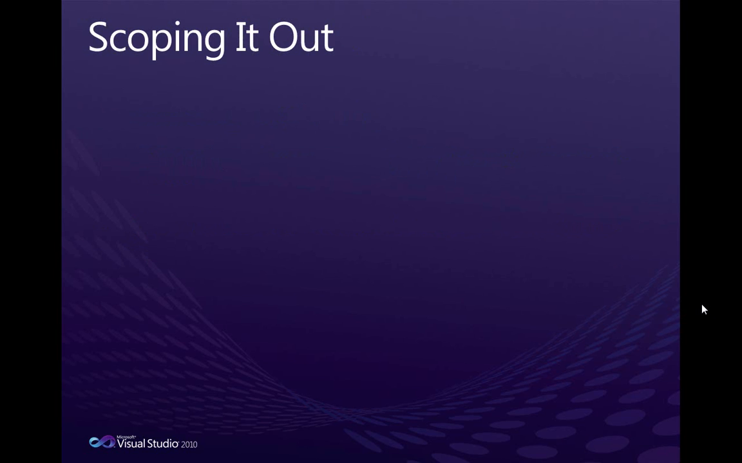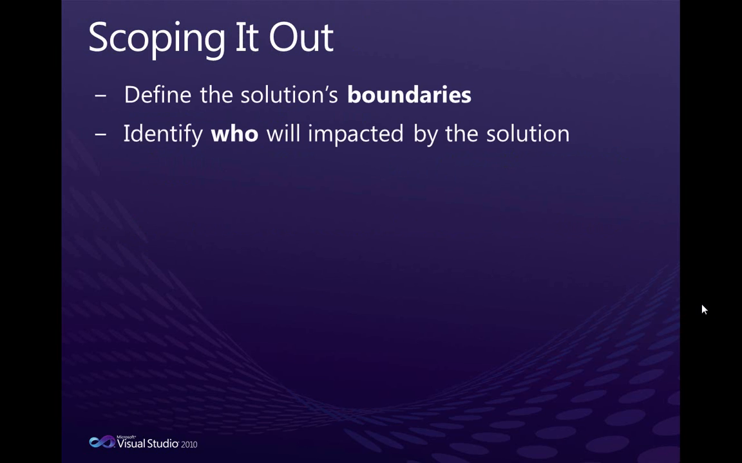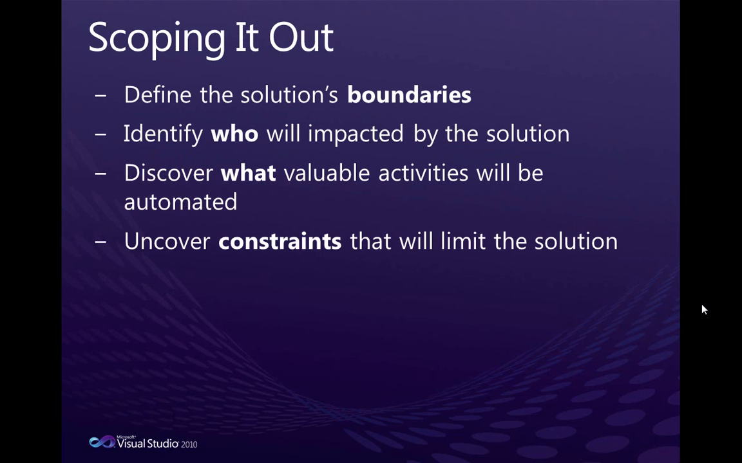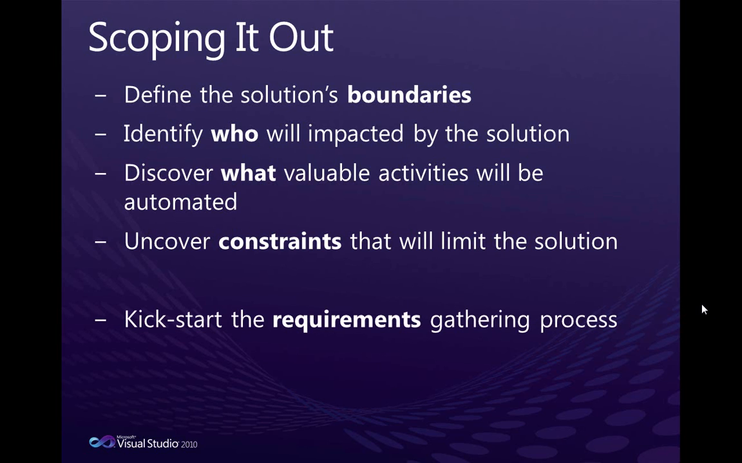So what I thought we'd do is brainstorm this project by scoping out the solution we'll be building. We'll define the solution's boundaries, that is, what lies inside and outside the system. We'll identify who will be impacted by the solution. We'll discover what valuable activities we need to automate. And we'll uncover constraints that might limit the solution we'll be able to build. And a final goal is we'll kickstart the requirements gathering process by generating a ton of functional requirements.